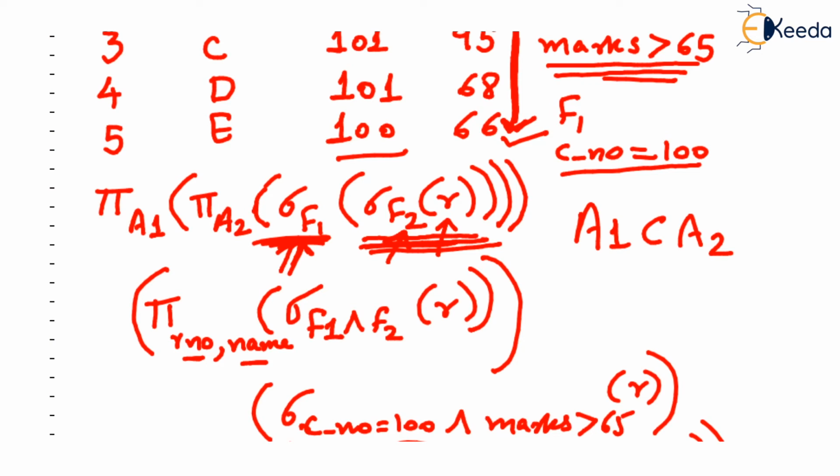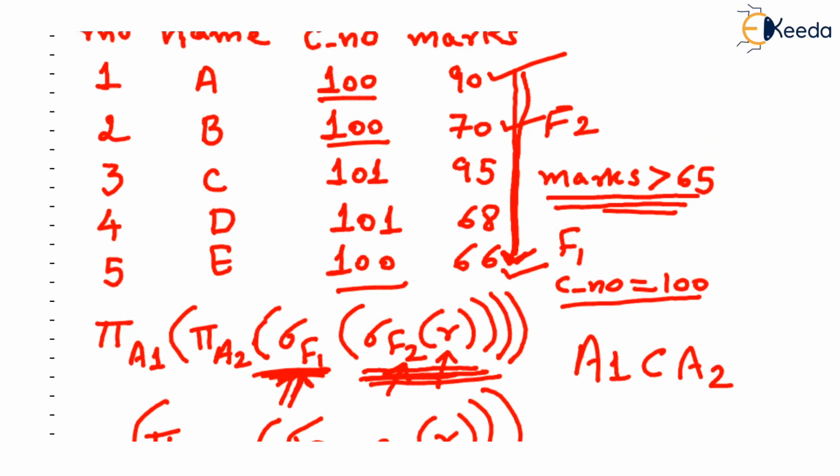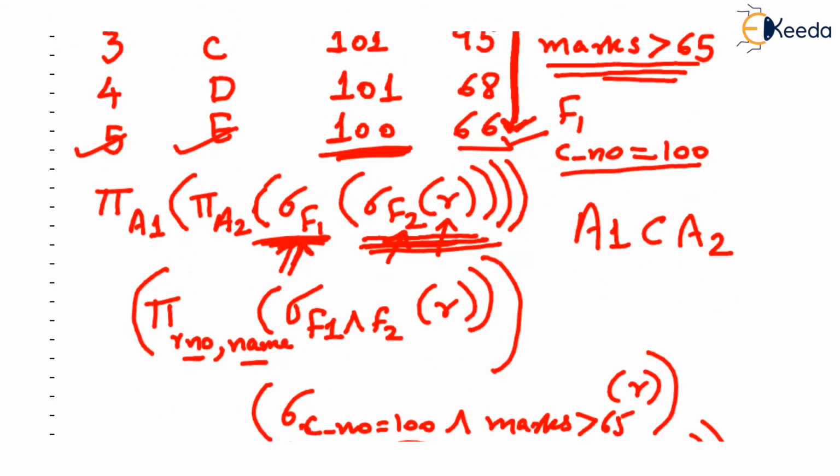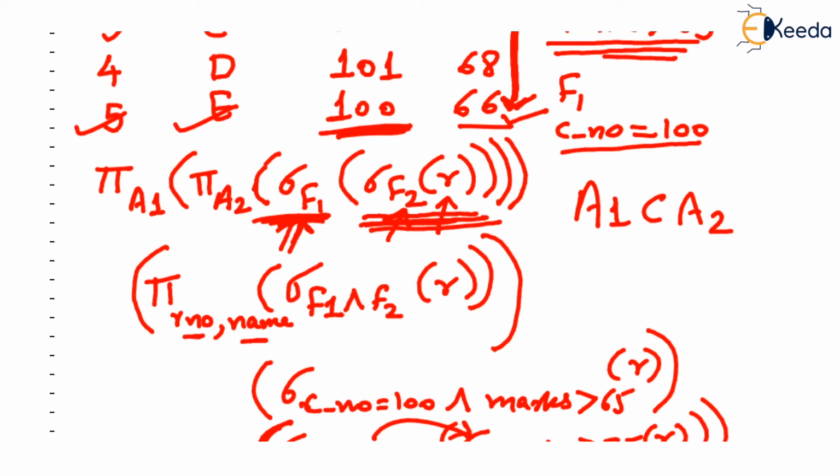That means the output of this would be 1A because this person is from course 100 and scored greater than 65. Then 2B because this person is from course 100 and scored greater than 65. And 5E because this person is also from course 100 and scored greater than 65. But then something silly has been done in the given question. What if outside this I say, okay, now project only roll number?